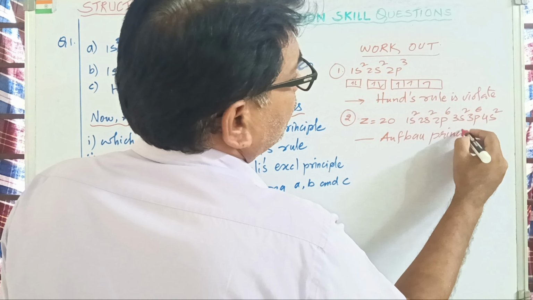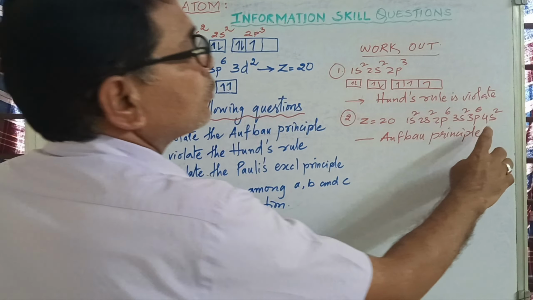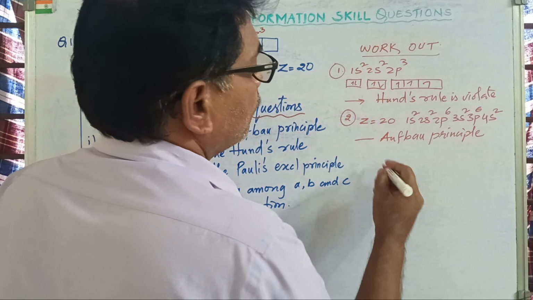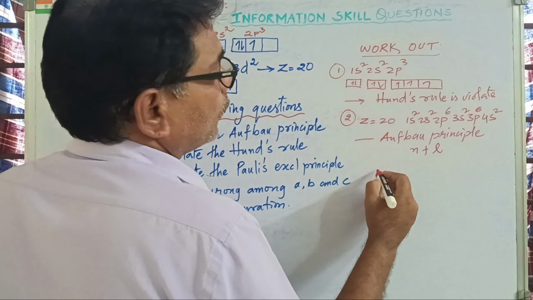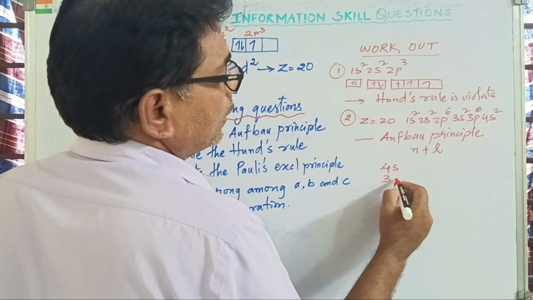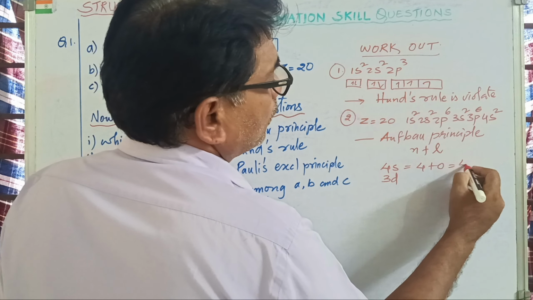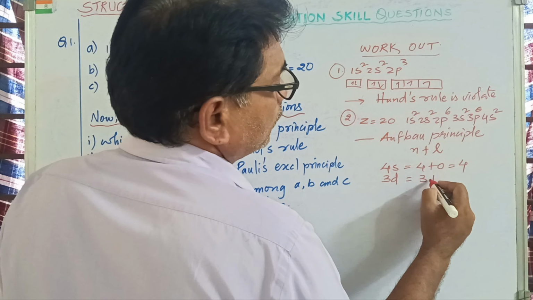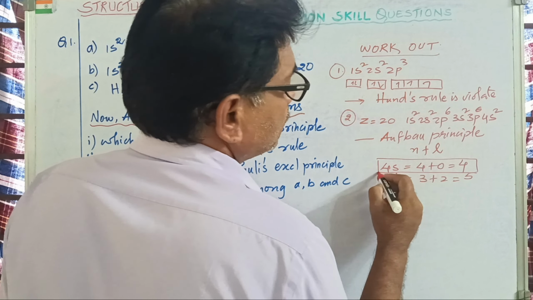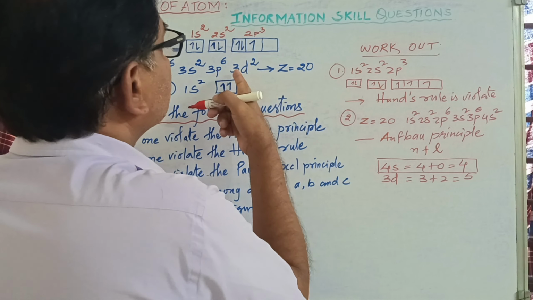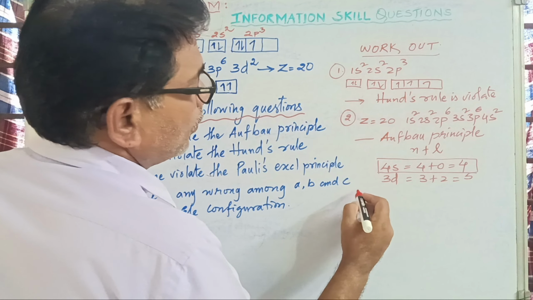Why? What does the Aufbau principle say? The incoming electron should occupy the lowest energy state first. So if you take 4s and 3d, you have to calculate the n plus l value. For 4s it is 4 plus 0 is equal to 4, while for 3d it is 3 plus 2 is equal to 5. So it should be 4s first because it has the least n plus l value. But what is given here is 3d2. Therefore it is violating the Aufbau principle.